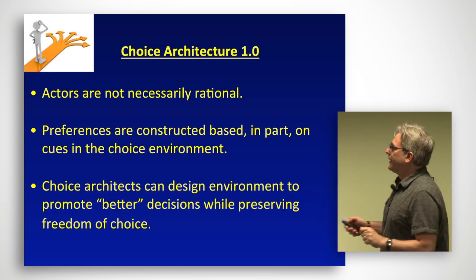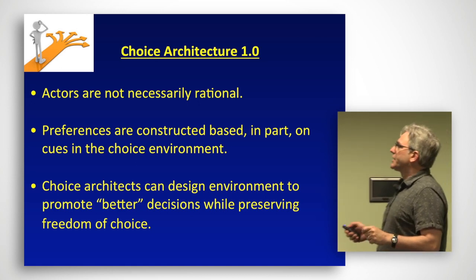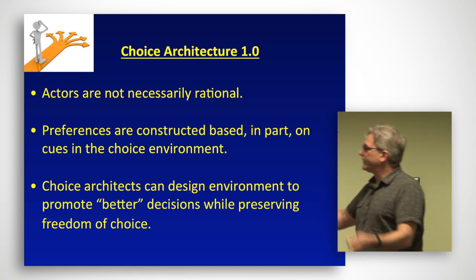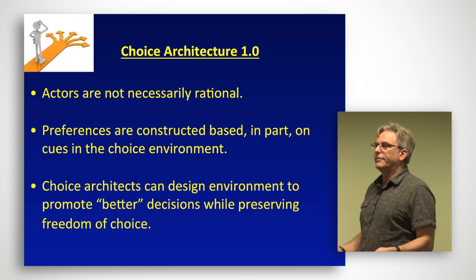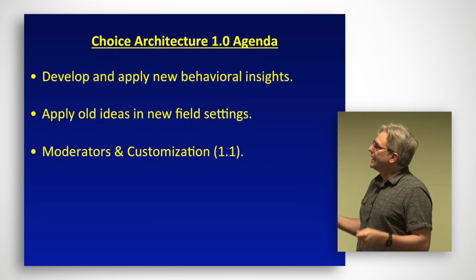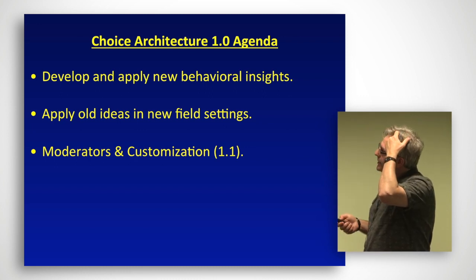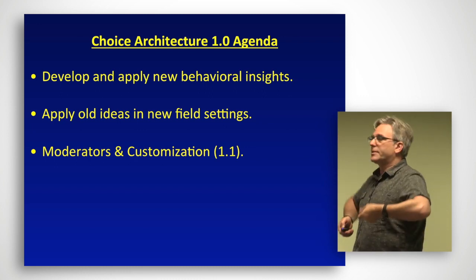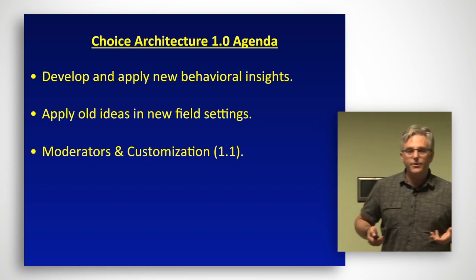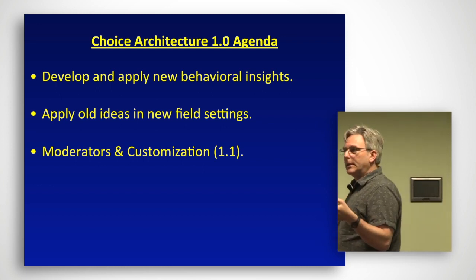Choice architecture 1.0, so here's, I guess I presented this already. People aren't necessarily rational. They construct their preferences. You can design environments to promote better decisions. It has a certain kind of agenda that it implies, research-wise and otherwise. You want to develop and apply some new behavioral insights. This has been the game for the last 10 years or so.